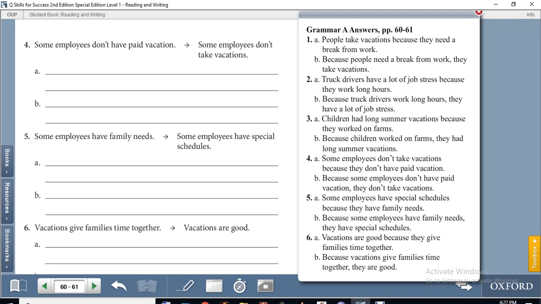And remember, don't repeat the subject. Don't say, together vacations are good. No, vacations here, and this is a pronoun, they, instead of using the same noun vacations, which is incorrect to use the same noun again.